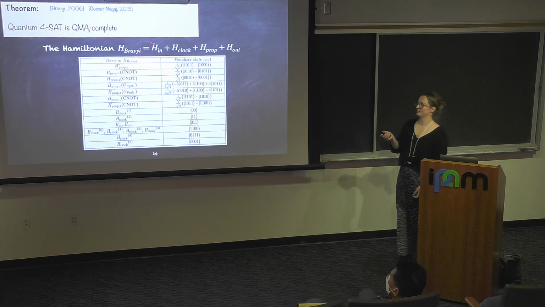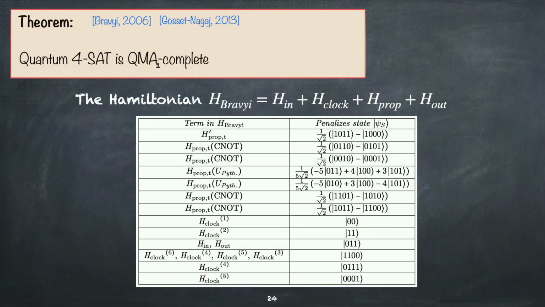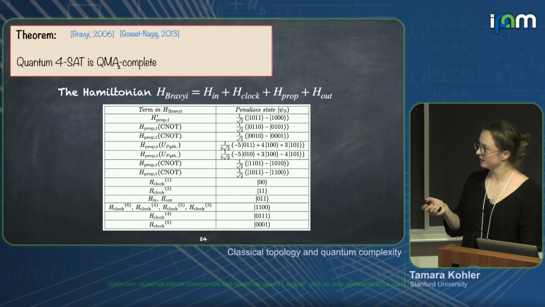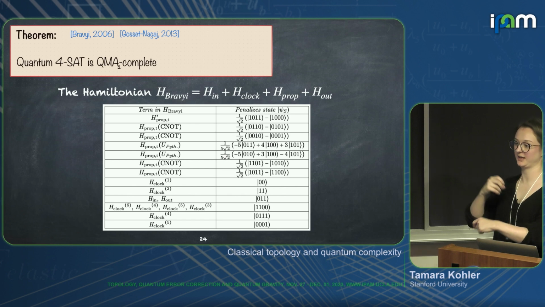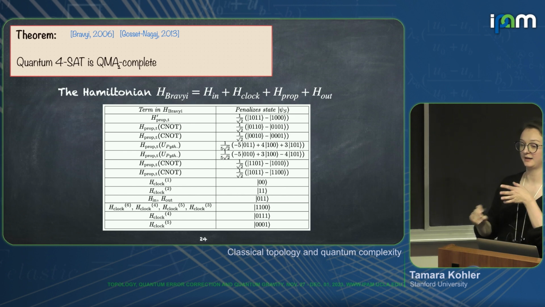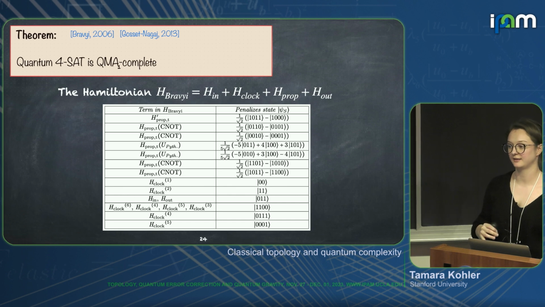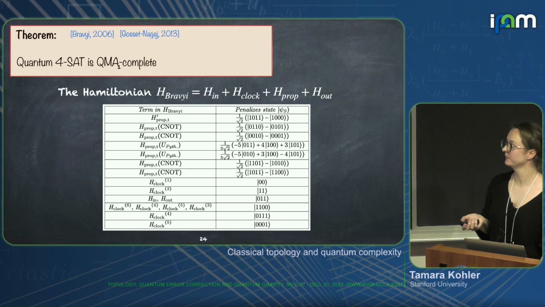So what is this Hamiltonian H Bravyi? I'm not going to go through it in any detail, but it basically just encodes the history of the quantum computation. There are four types of terms. We have these H-in terms that make sure that at the start of the computation, all our qubits are initialized correctly. We have some terms that correspond to a clock, and these ensure that there's something in our system that's keeping track of time in the computation. We have these H-prop terms, and these just make sure that the circuit propagates. And H-out basically penalizes no cases at the end of the computation.